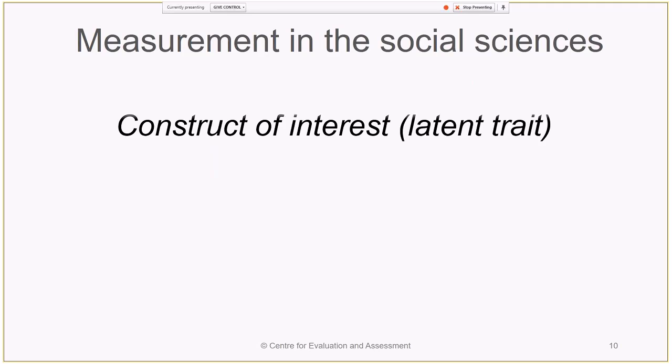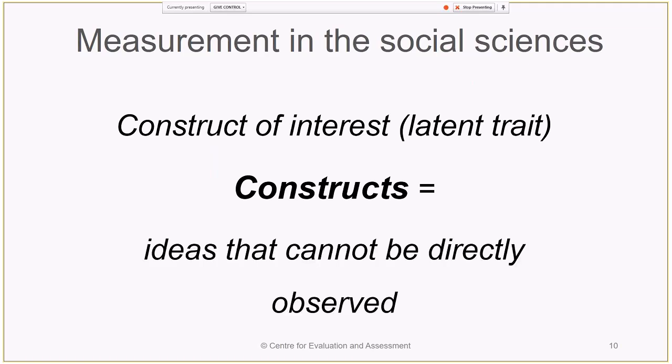Measurement in the social sciences. What we're trying to measure is a construct of interest. You can also call it a latent trait. And constructs are ideas we cannot directly observe. So we have a pretty challenging time measuring them.